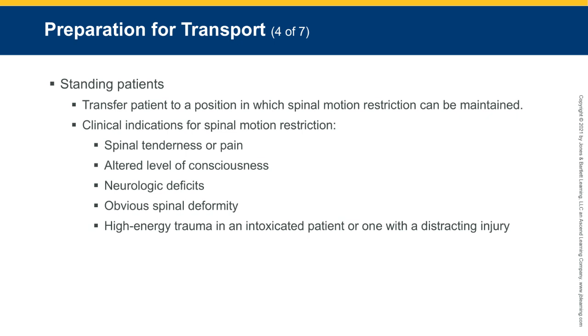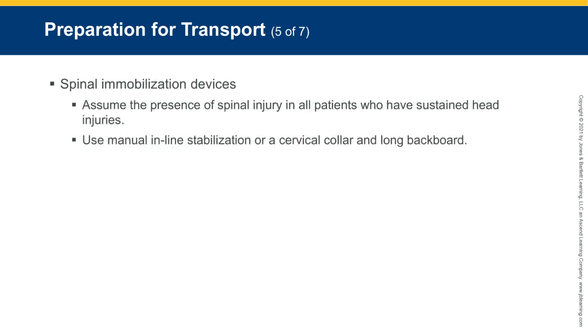Indications for spinal immobilization include spinal tenderness, altered mental status, neurological deficits, obvious spinal deformity, and high-energy trauma in an intoxicated or distracted patient. Spinal immobilization devices should be used for all patients with suspected head or spinal injuries. Techniques such as manual inline stabilization, cervical collars, and long backboards help minimize movement and prevent worsening of injuries.